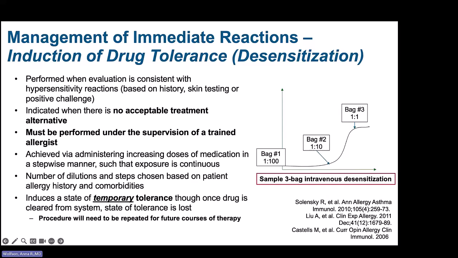So we can see that the exposure is meant to be stepwise but continuous, and the number of dilutions and steps is chosen based on the patient history and their comorbidities. So more steps, more and slower infusions for sicker patients with higher risk of allergy. This induces a state of temporary tolerance.